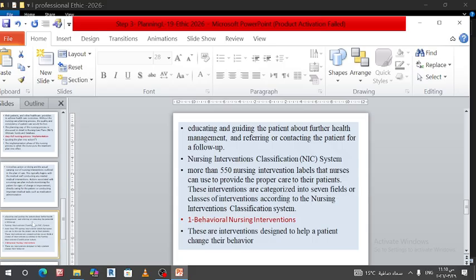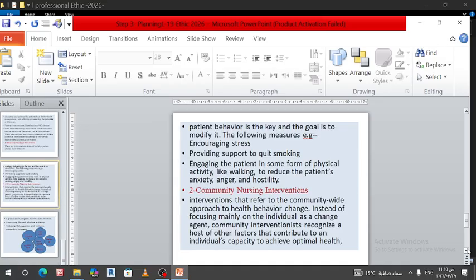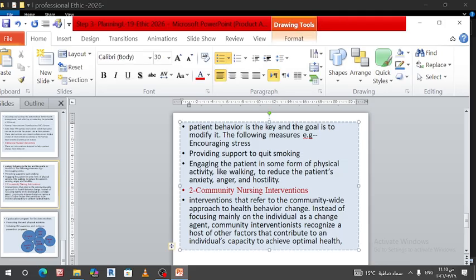This has more than 550 nursing intervention labels. It is a very broad classification system according to the nursing intervention, okay? Behavioral nursing intervention is designed to help patients change their behavior. Patient behavior is the key, and the goal is to modify it.